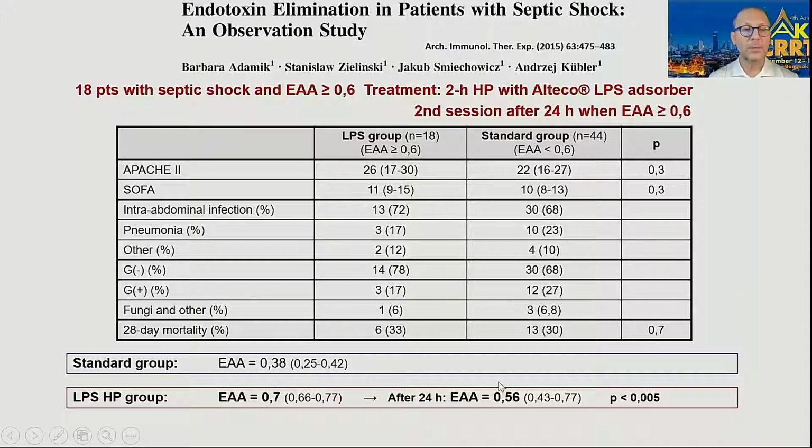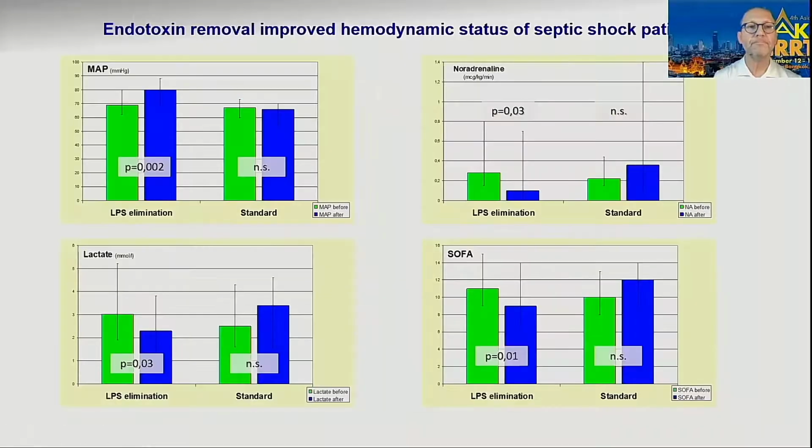We can see here that endotoxin elimination was effective, and the endotoxin activity decreased significantly after the treatment with adsorber. Effective endotoxin elimination resulted in a significant improvement in hemodynamic parameters and of organ function. Arterial pressure was significantly higher, and noradrenaline dose was significantly lower after treatment with the adsorber. It resulted also with lower lactate level and improvement of organ function as measured by SOFA score.